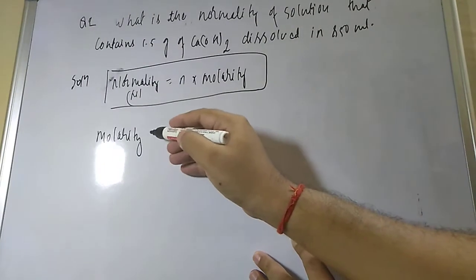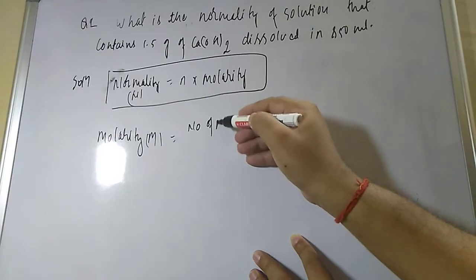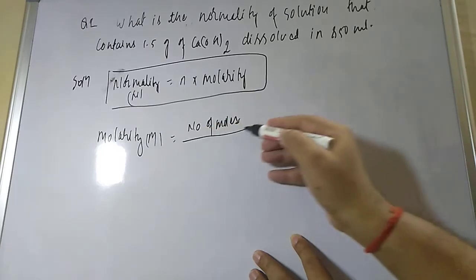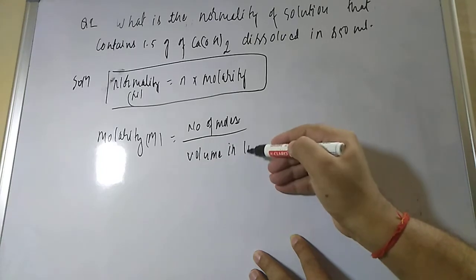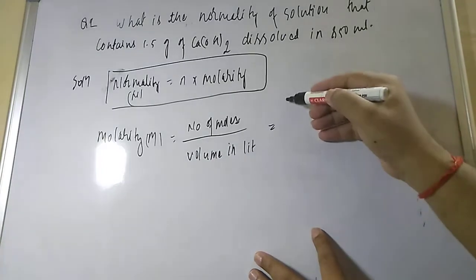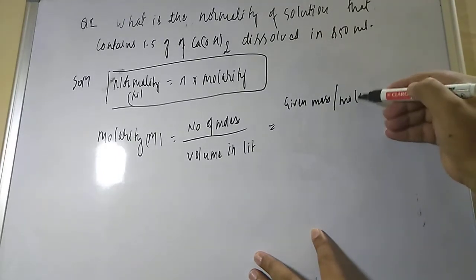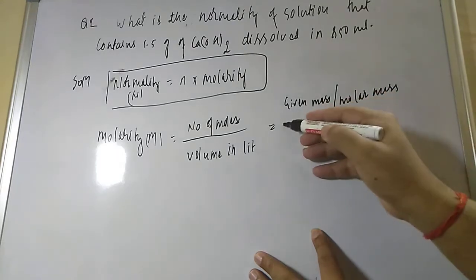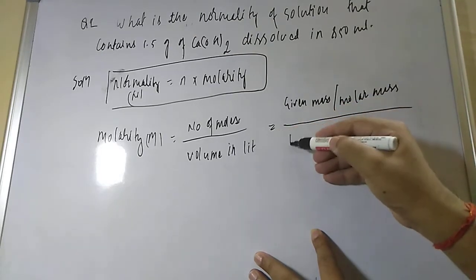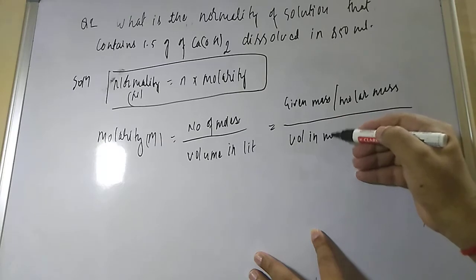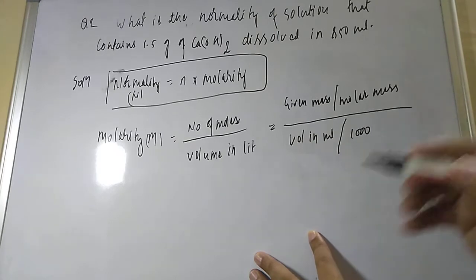Molarity, capital M, is equal to the number of moles divided by the volume in liters. The number of moles is given mass upon molar mass, and the volume in liters is the volume in ml divided by 1000, so it converts into liters.